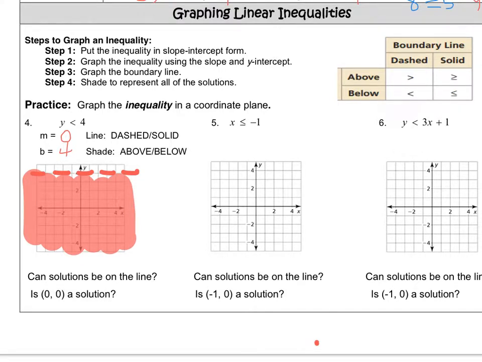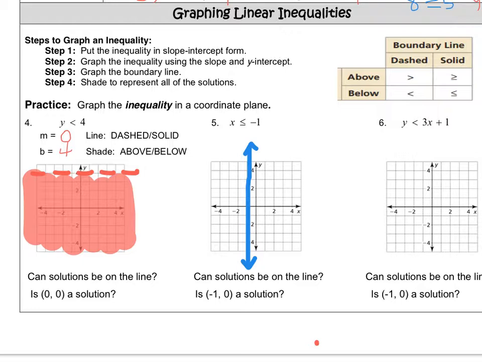Okay, on number 5, it's an x, not a y equation. So we know automatically that we don't have slope-intercept, we have a vertical line. So on this one, we're going to draw our vertical line right here at -1. The only thing we have to decide is, is it going to be a solid line or a dotted line? Well, we have the equal to sign. That means it's included, so it's going to be a solid line drawn at the -1.